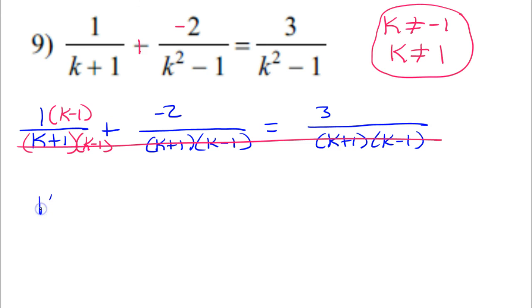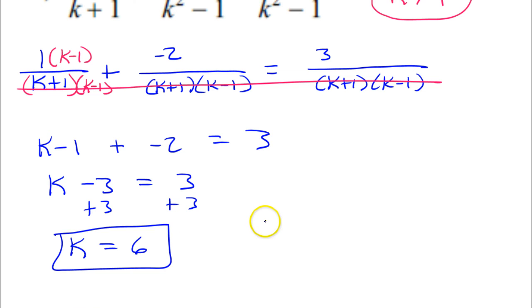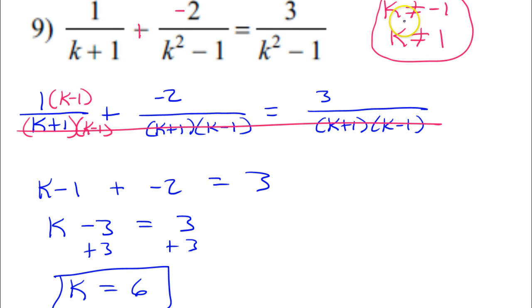So this is k minus 1 plus negative 2 is equal to 3. That's an awfully simple equation. Negative 1 and negative 2, well, that's negative 3. Let's add 3 to both sides. So k is equal to 6. And that's the solution because it is not one of the excluded values. So that's it for number 9.